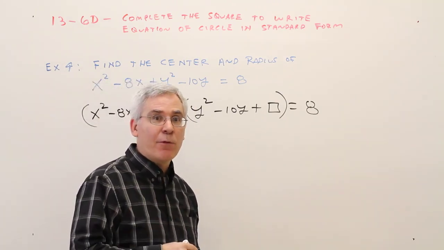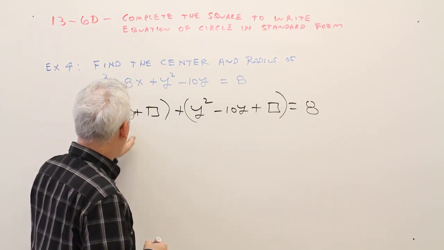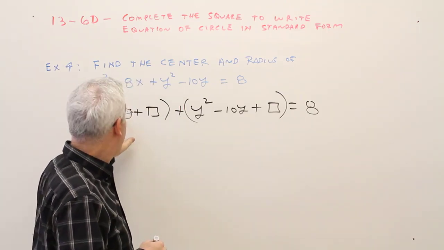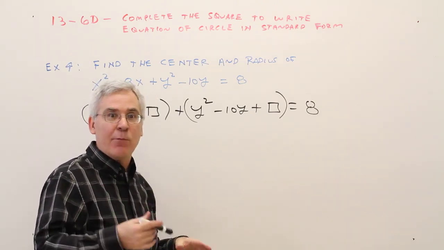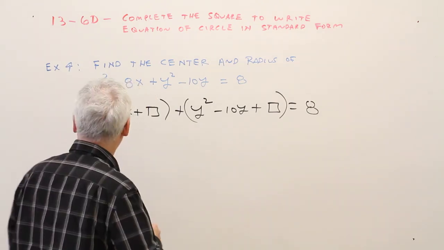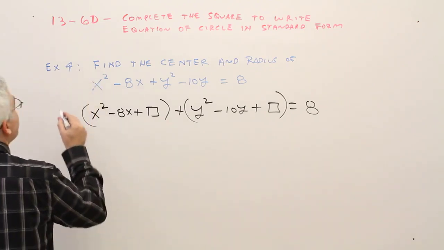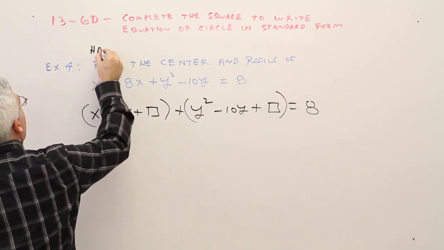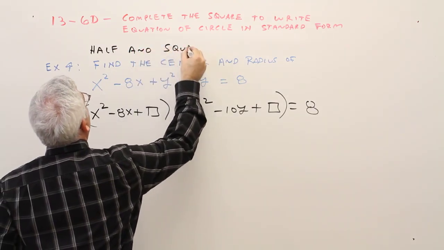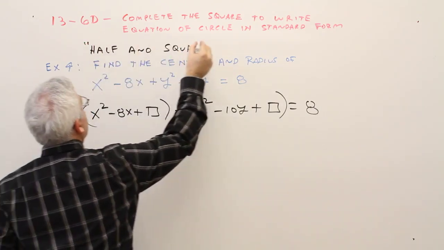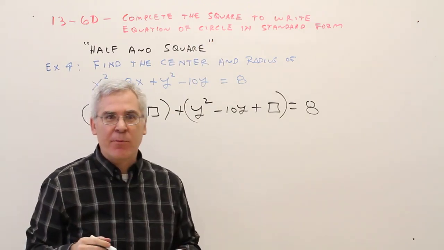And perhaps you recall from Algebra 2, what we do is we take the coefficient of the middle term, and we take half of it, and then we square it. So the way I remember it is half and square. So I'm just going to write half and square. So that's really the important thing to remember.